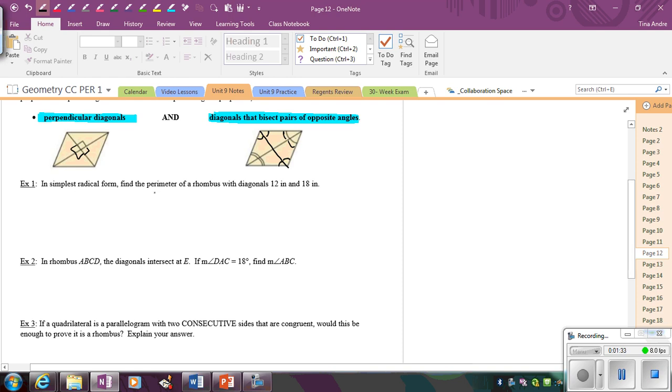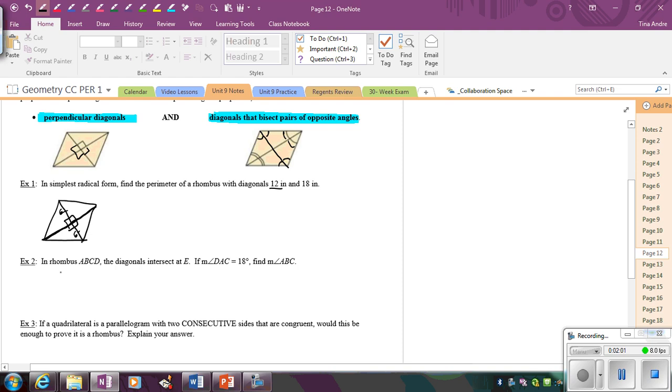So the first example here: find the perimeter of a rhombus with diagonals that are 12 and 18 inches. Let's go ahead and sketch a picture like we always do. The diagonals are 12, so this whole thing is 12, and then this whole thing is going to be 18. We know that these are perpendicular. I also know that they're being bisected. So instead of labeling this whole thing as 12, I'm going to label this as 6 and 6, because those two parts have to be congruent.